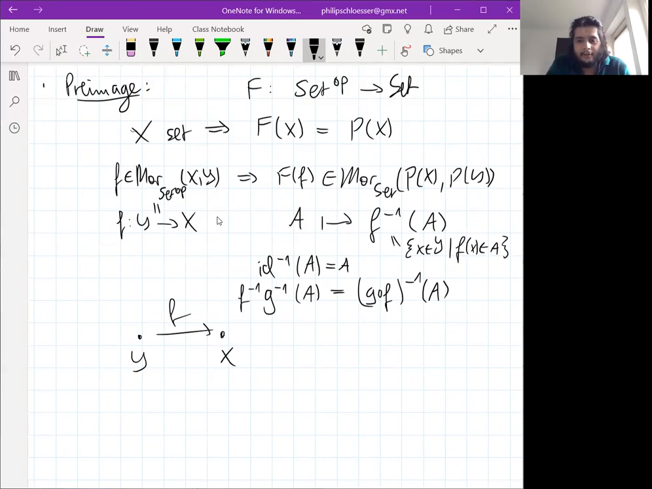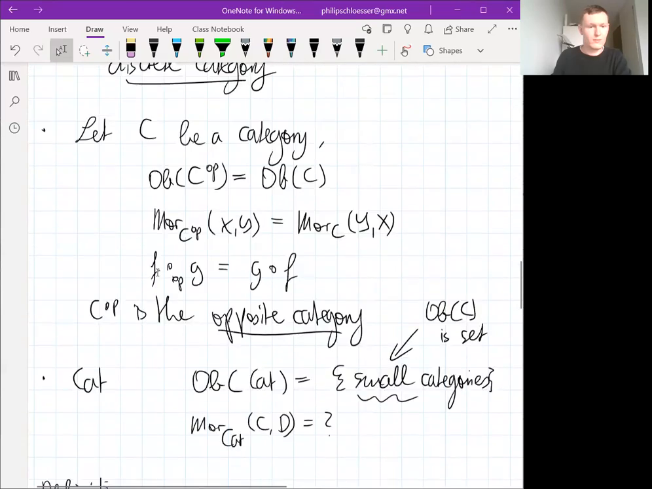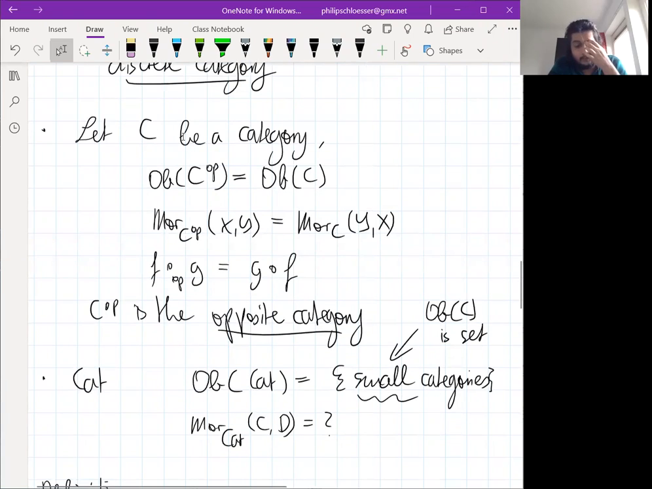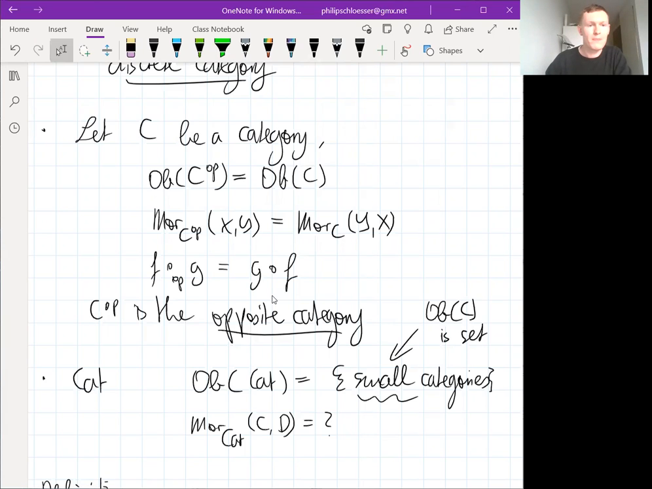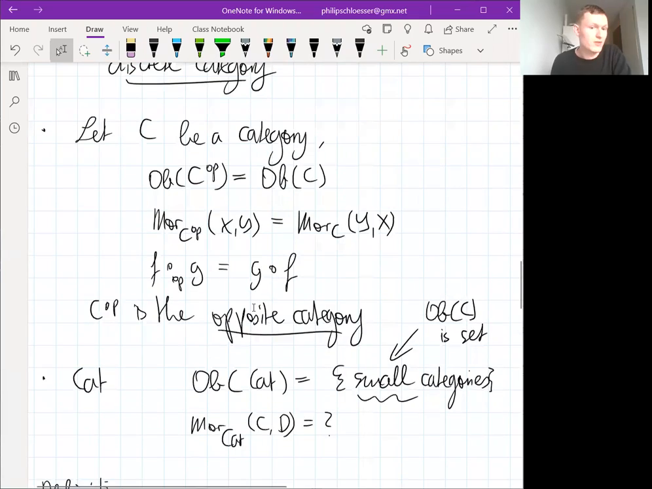Philip, I'm not sure whether you explained this already, but why is it that an opposite category should always exist for a category? Well, we just defined it here. It's for any category. And we can just check really quickly that it's indeed a category, just by showing that it satisfies associativity and identity. So this does imply that a dual category will always exist, basically. The opposite category, yes.